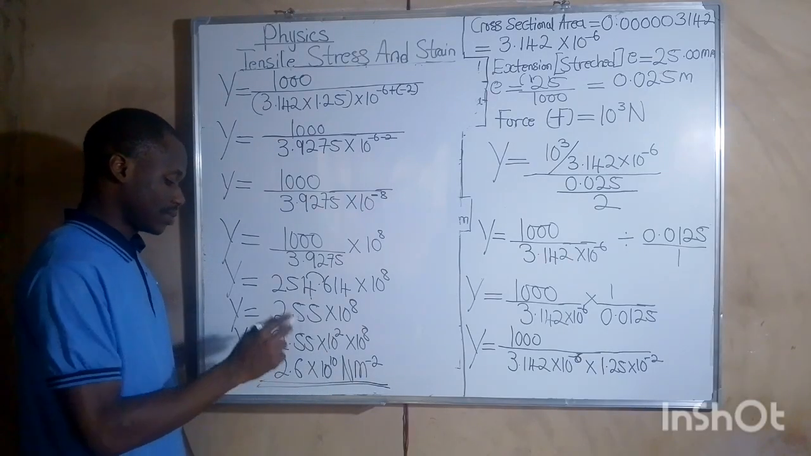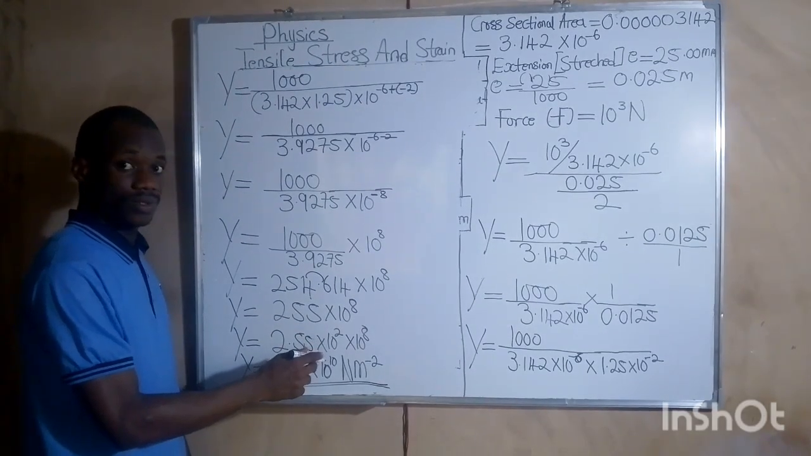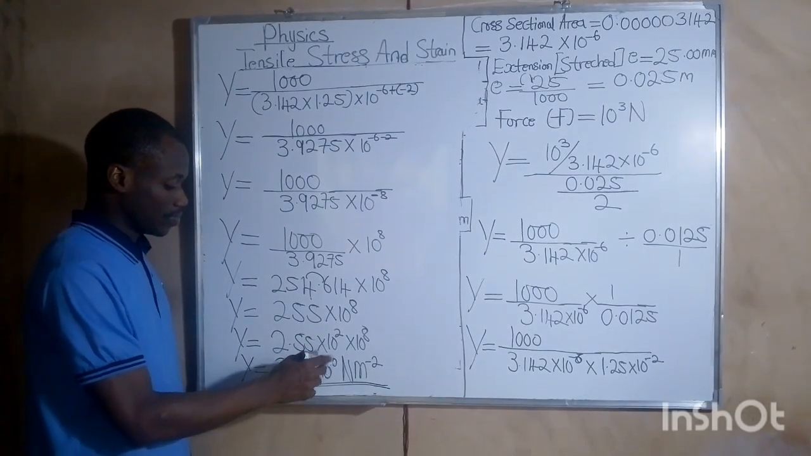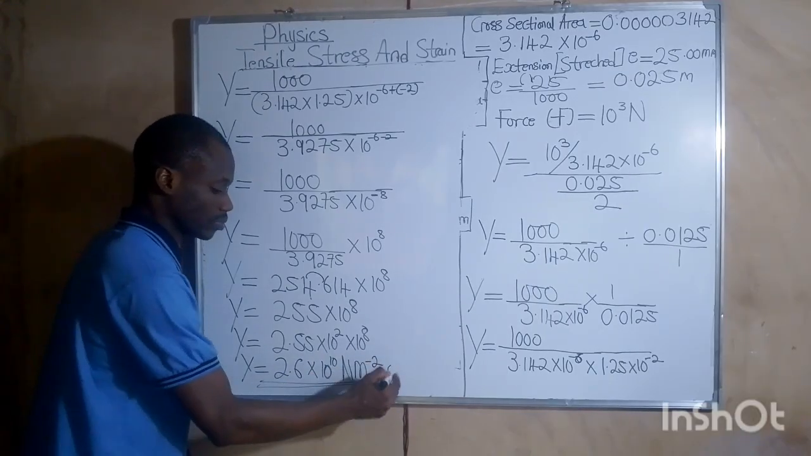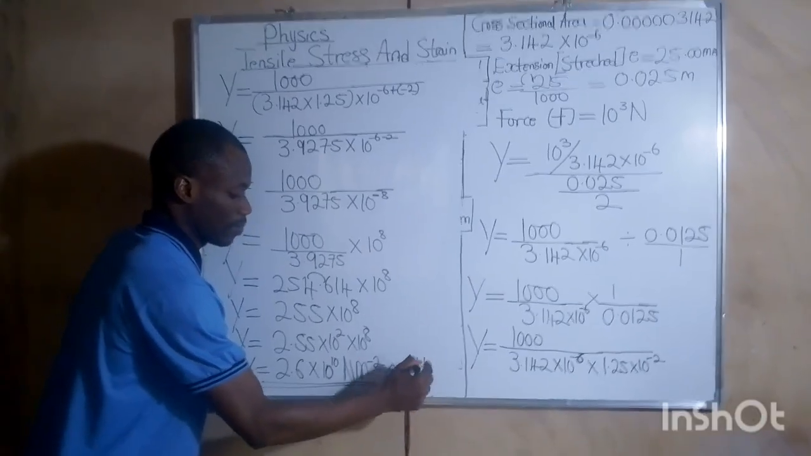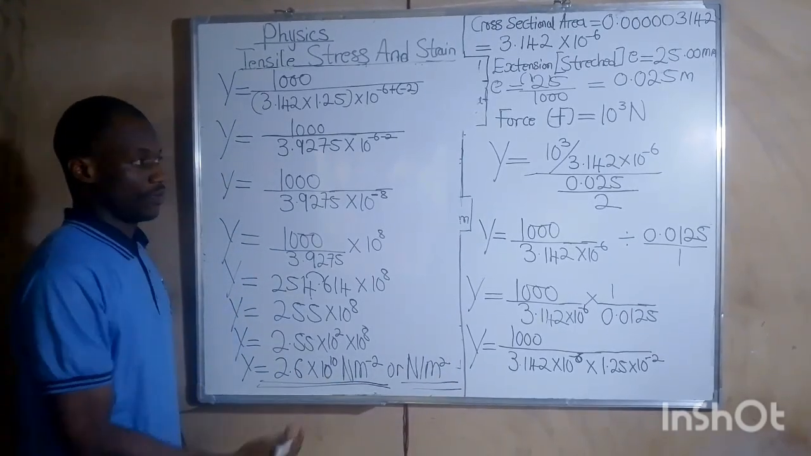2.6 times 10 raised to power 10 Newton meter raised to power minus 2, Newton per meter squared. So thank you for watching.